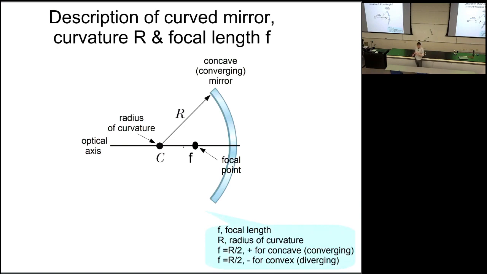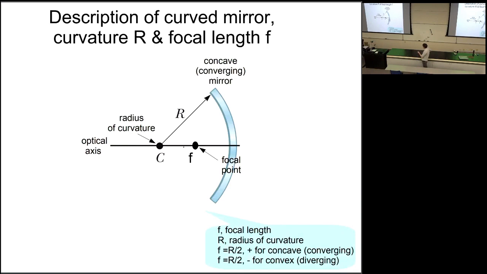One of them is the radius of curvature of the mirror. That's a geometrical thing that's important, and you might guess where that is. The other one, the new thing, is the focal length, the focal point of the mirror. That's a new thing. You wouldn't just guess where that is. So let me introduce those things.